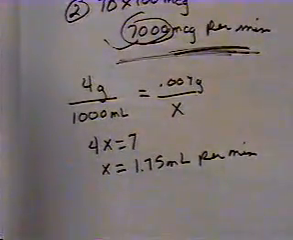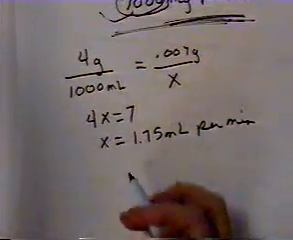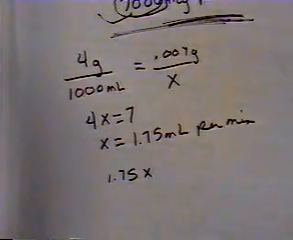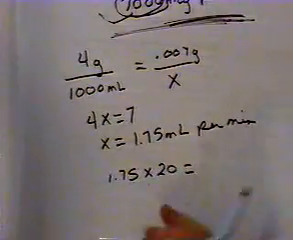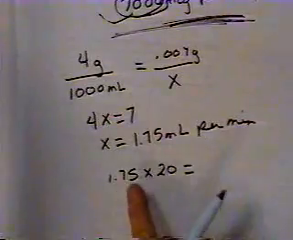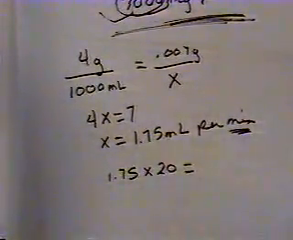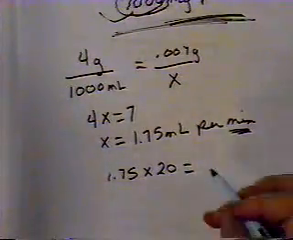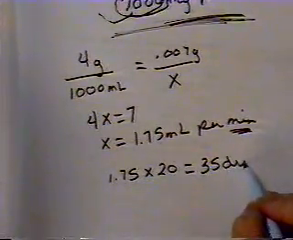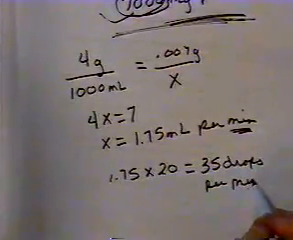So now all we have to do is take the 1.75 times the drop factor. We don't divide by 60 because it already is minutes. Normally we take the milliliters times drop factor divided by 60. But since this is already minutes, we don't have to divide. 35 drops per minute.